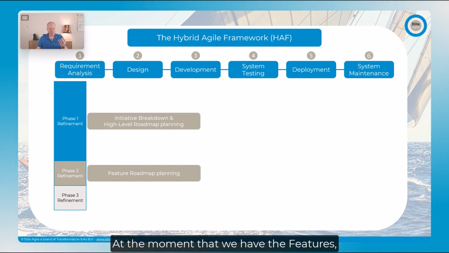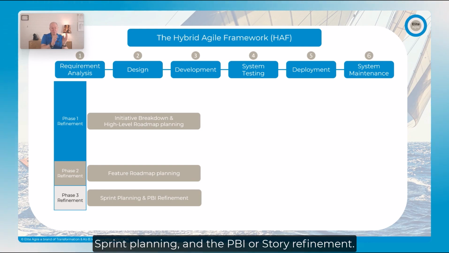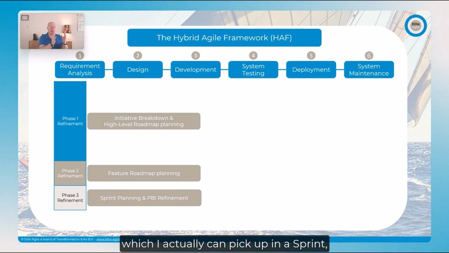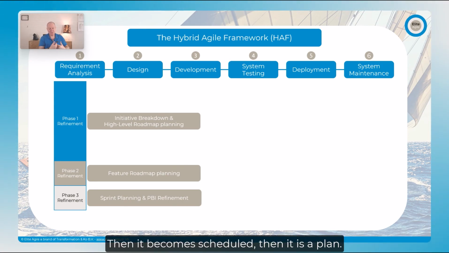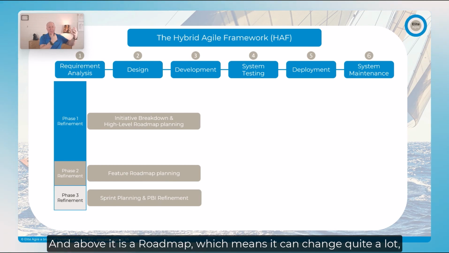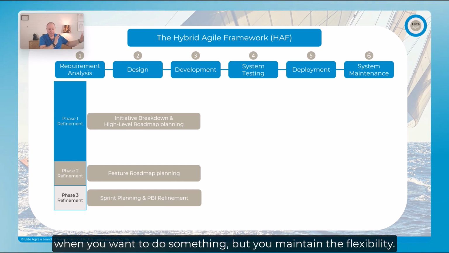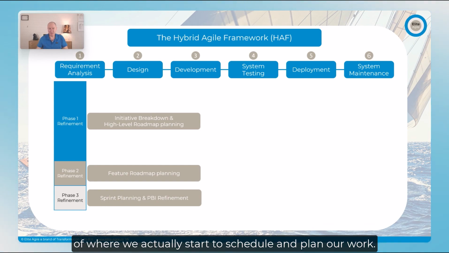At the moment that we have the features, we can start decomposing the features into the sprint planning and the PBI or story refinement. I break this down into smaller parts which I can actually pick up in a sprint. At the moment that we put a PBI into a sprint, it becomes scheduled. Then it is a plan. And above it is a roadmap, which means it can change quite a lot, but you still have a really good idea of when you want to do something, and you maintain the flexibility. The sprint planning is an important part where we actually start to schedule and plan our work.